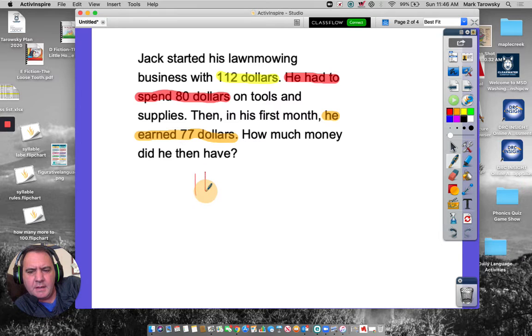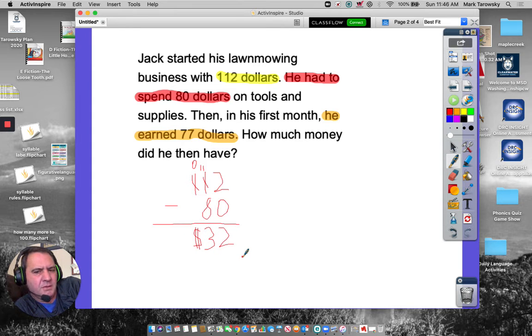All right, well, you should have recognized, friends, that that 112 that he started with, if he's spending 80, he's got to subtract. Now pay close attention. We've been making some mistakes with regrouping. I cannot do 1 minus 8. I have to regroup it. You're going to see we've got 11, and it was really that 11 groups of 10 anyway. So now we have 32, and they wrote dollars. We should really have it written as a dollar sign. $32 left. Hopefully, that is what you got for that part.